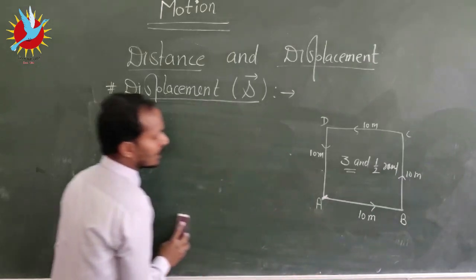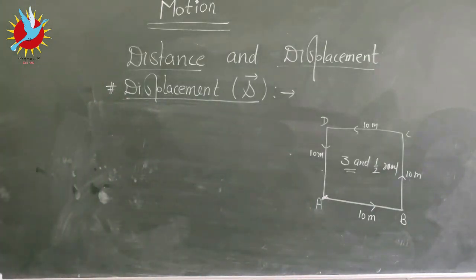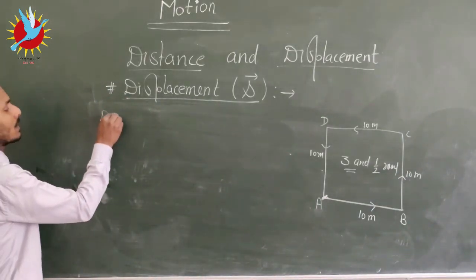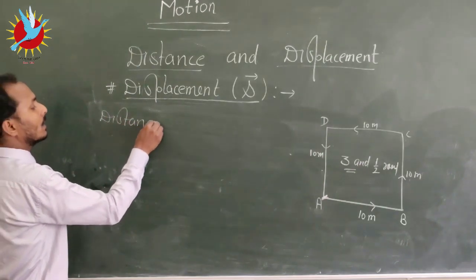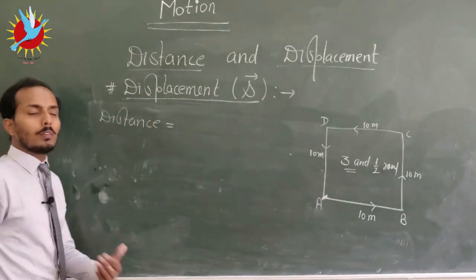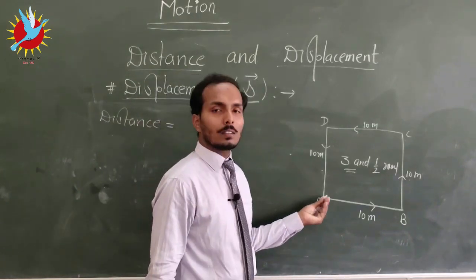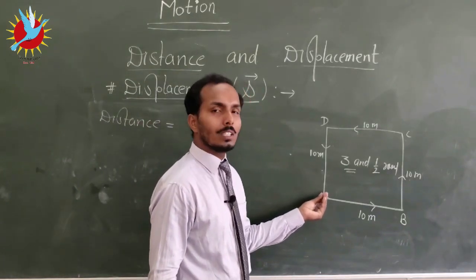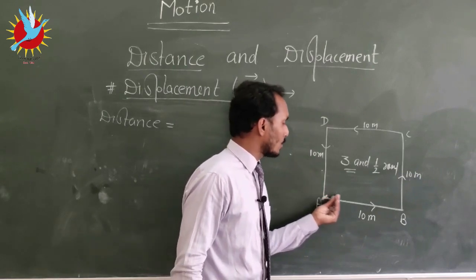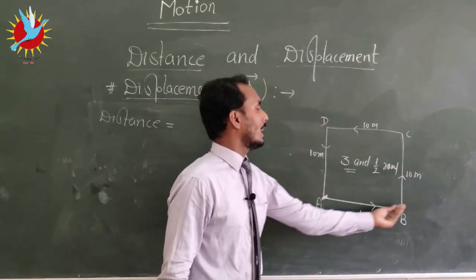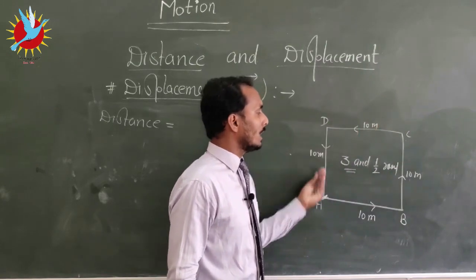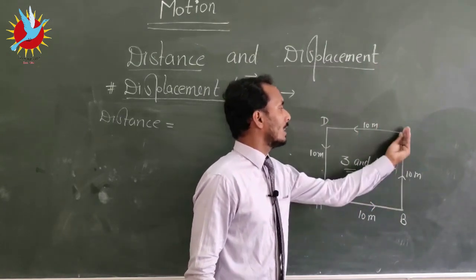Now calculate the total distance. What is the definition of distance? Distance is the actual path. What is the meaning of actual path? Actual path means he follows this round 3 times, and then the half round is like this.